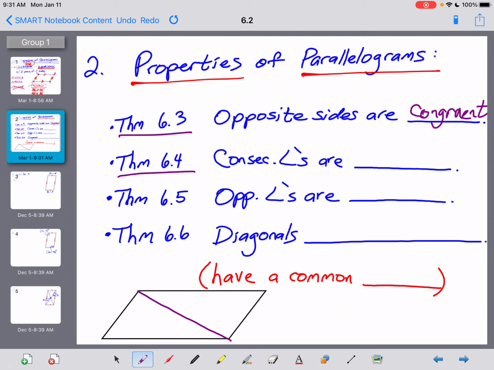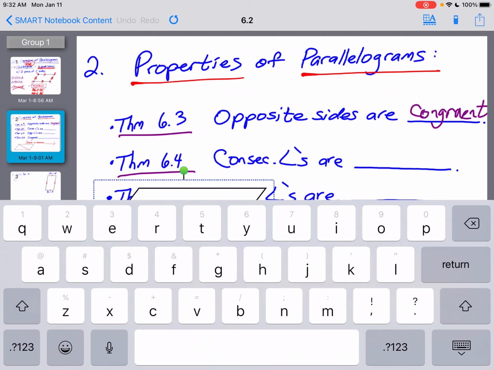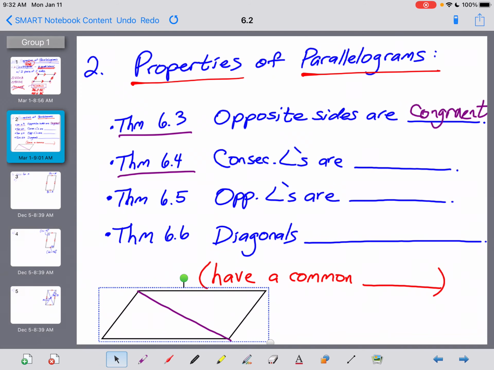Consecutive angles are blank. Now, give me just a second, guys. I want to get rid of this guy too. Oh, that's not what I wanted to do. I think if I do that, I can get it to go away finally. Okay, theorem 6.4, consecutive angles are blank.